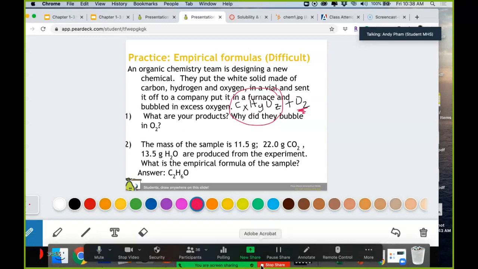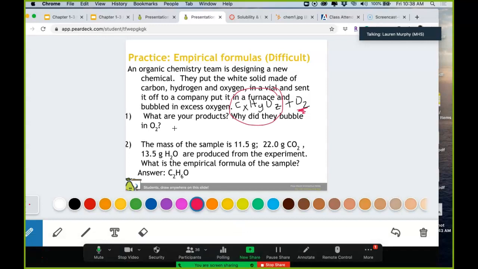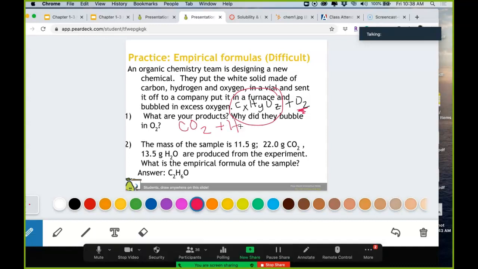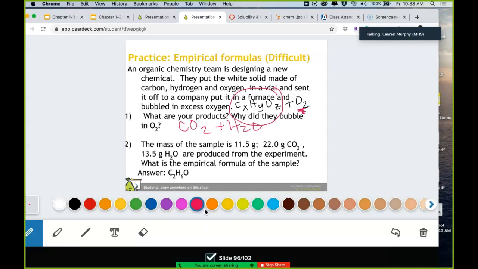Anybody? Combustion. Combustion, great. What are our 2 products of combustion always? Carbon dioxide and water. Very good. Okay? So this is the hard part.